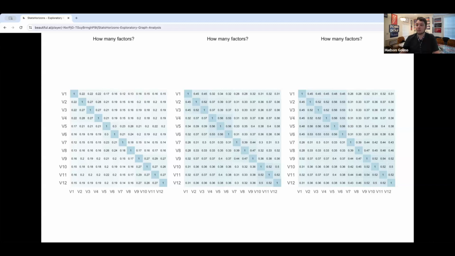So let's move to the correlation matrix in the middle of the screen. How many factors do you think can be there?